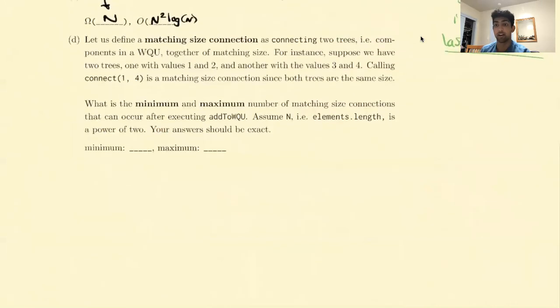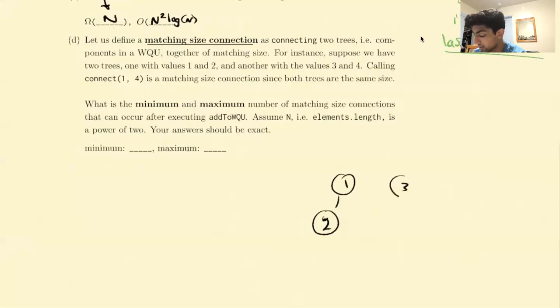So let's finish it off with defining a matching size connection as connecting two trees, i.e. components in a weighted quick union together of matching size, okay? So what this is saying is suppose we have the tree 1, 2, and we connect that to the tree 3, 4, okay? This is called a matching size connection because both of these components are of the same size. So what is the minimum and maximum number of matching size connections that can occur after executing add to WQU? We may assume that n, i.e. elements.length, is a power of 2.